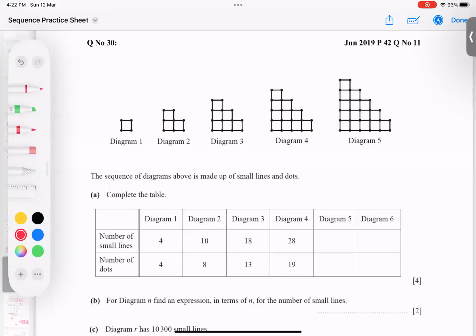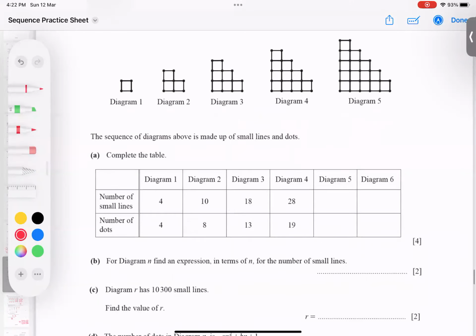Rahim. This is a question from June 1942 variant, question number 11. So you can see here diagram number 1. What we have is a number of small lines. You can see a number of dots. So 1, 2, 3, 4. So 4 lines and 4 dots. I hope that's a clear point.